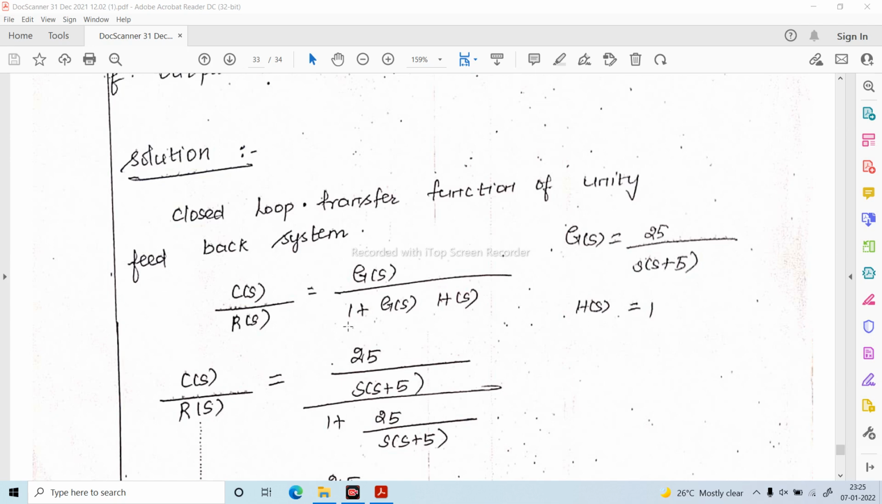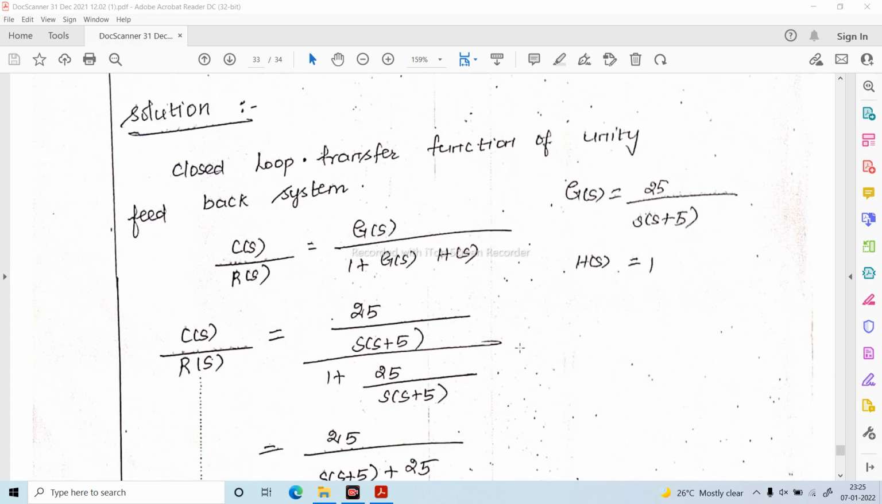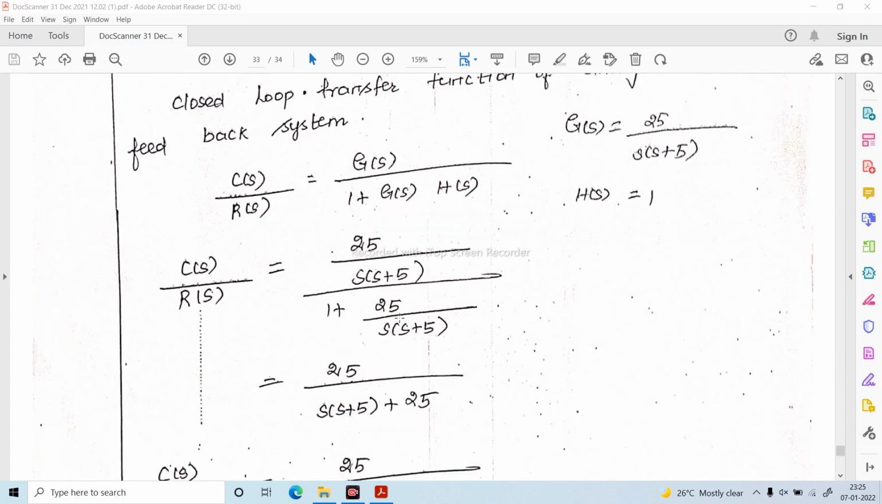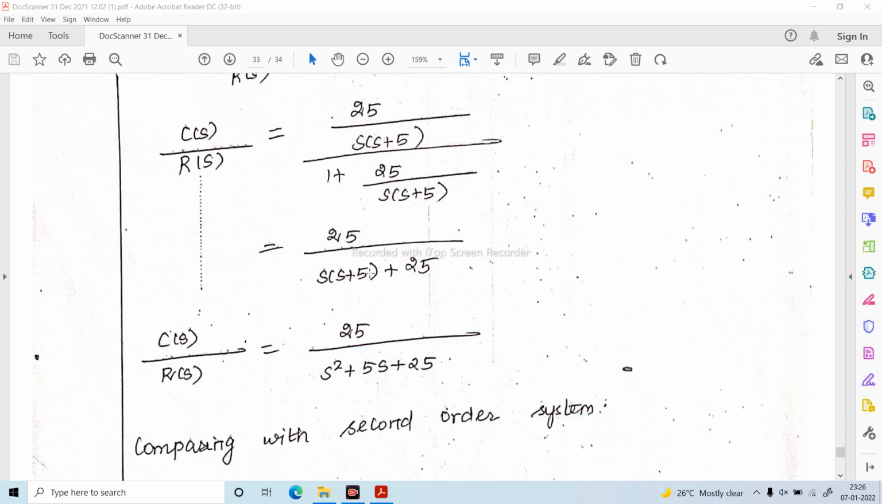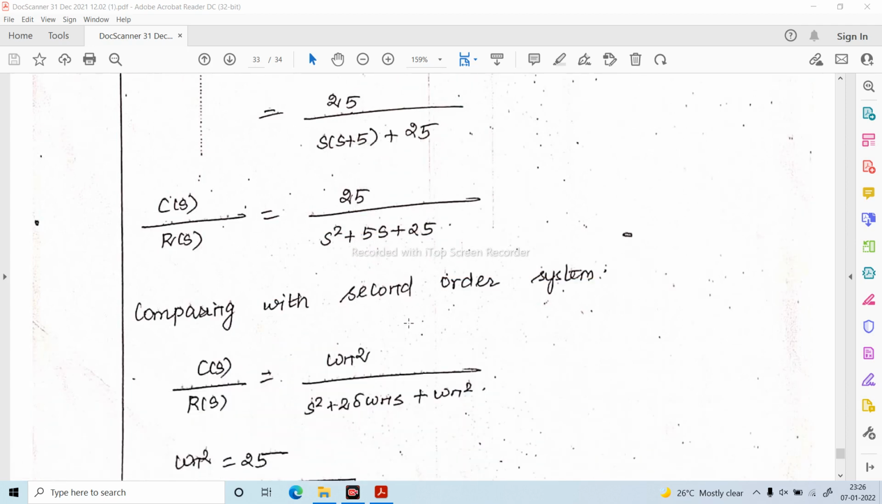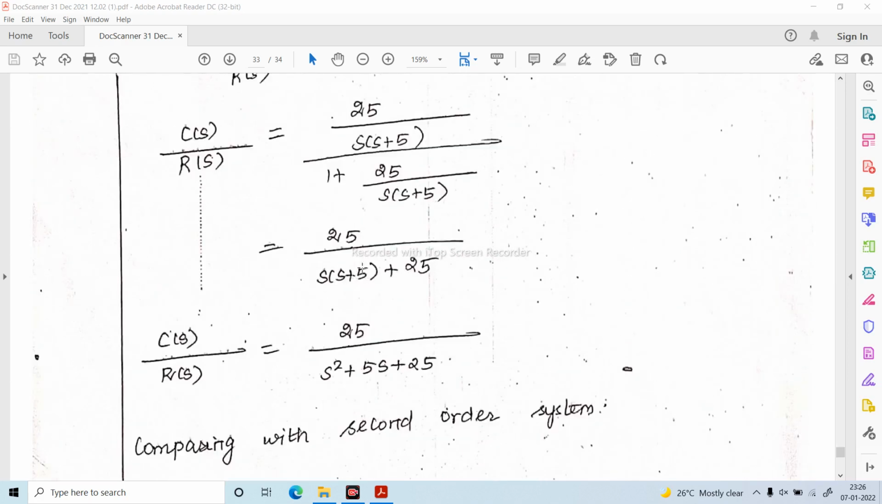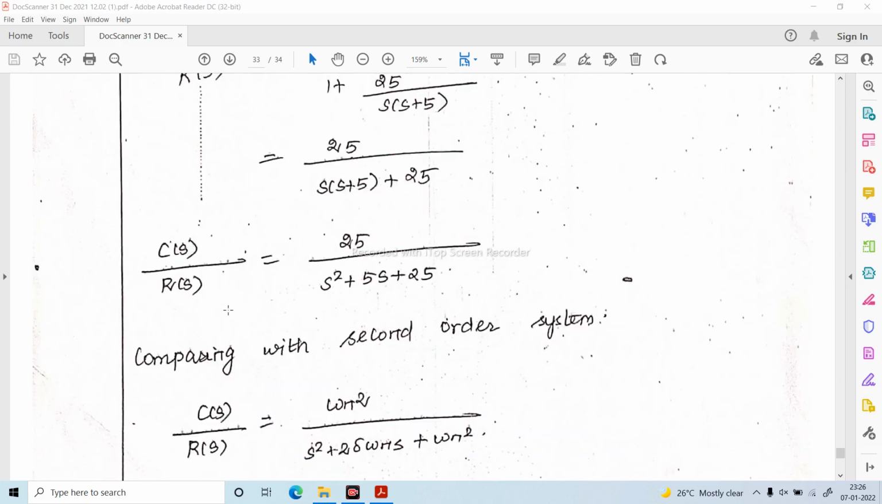We have to apply this formula. C of s by R of s is G of s divided by 1 plus G of s into H of s, that is 25 divided by s into s plus 5, divided by 1 plus 25 divided by s into s plus 5. I have to cross multiply this and expand the denominator: s square plus 5s plus 25. So this is the second order system. Here I am going to apply the step input. Directly we have to find out by comparing with the standard second order system, C of s by R of s equal to omega n square divided by s square plus 2 delta omega n s plus omega n square.